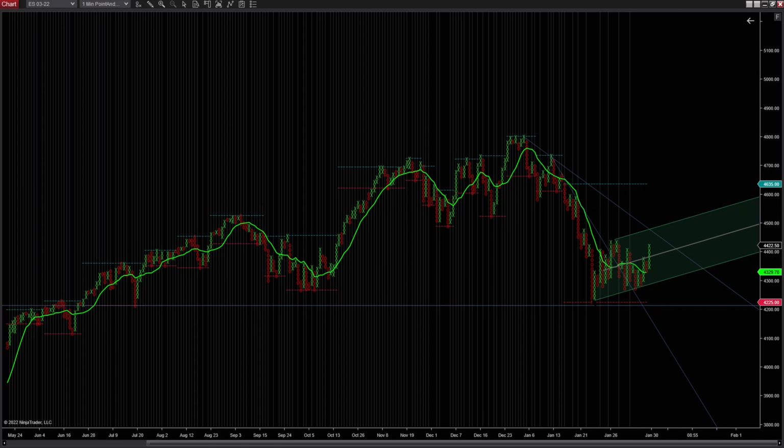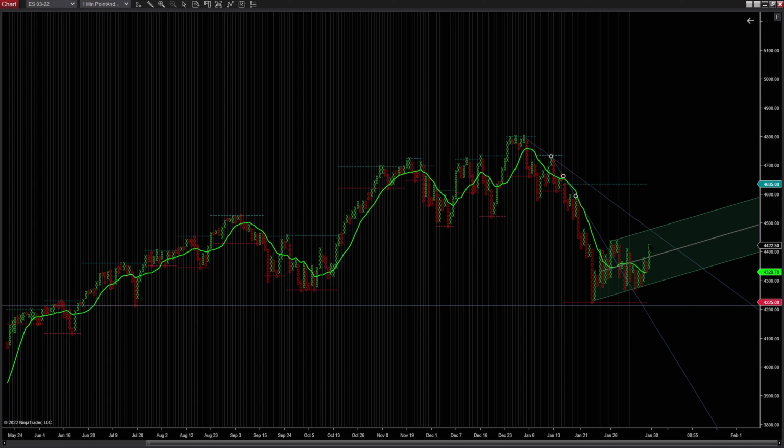If I connect this low here with that one there, and I paint a channel, you will see that the bias is still a little bit to the upside. It broke this resistance on this trend line right here, but then came back, and then made a higher low and started to move up again. So here we are at 4420, 2250, and we will see what's going on here.